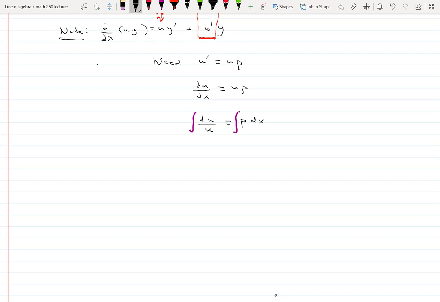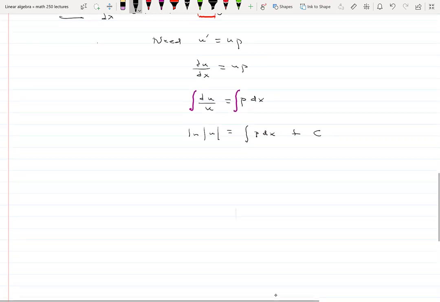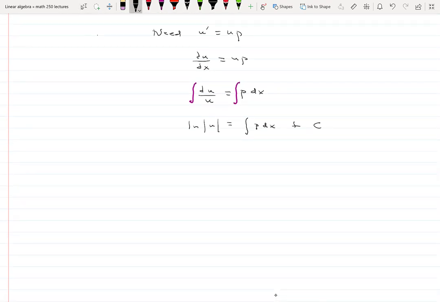And integrate. So we have the natural log of the absolute value of u equals, well, we don't know what the integral of p with respect to x is. P is a coefficient of the y term in the differential equation. Okay, so that's as far as we can go with that. We'll add the constant of integration. Then let's solve for u. If we exponentiate, we get the absolute value of u equals e to the integral of p dx plus a constant, or e to the constant.